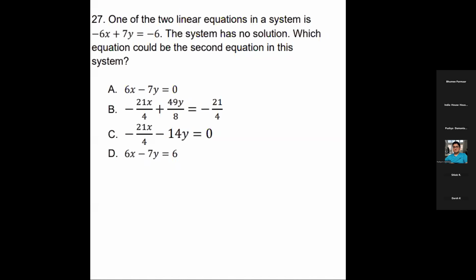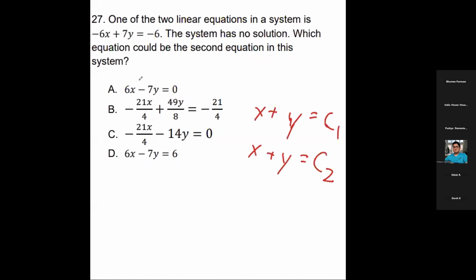Okay, so for question 27, for a system to have no solution, you have to have something like x plus y equals some constant and x plus y equals another constant. Let's call this constant 1 and constant 2. So we need to find an equation that matches this, but equals a different constant.